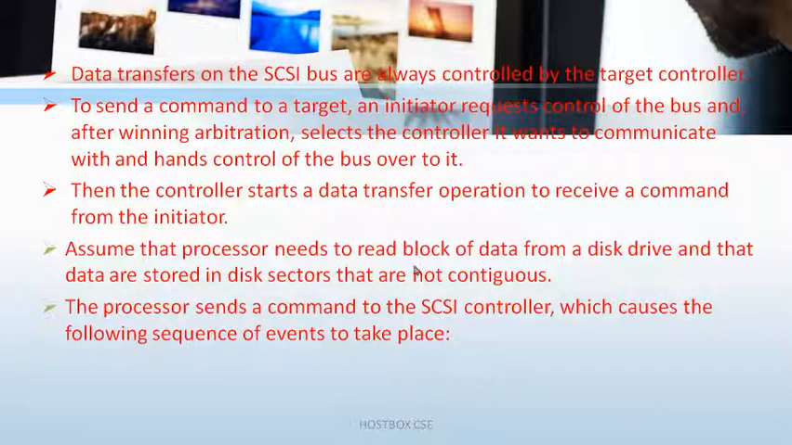Let's assume that the processor needs to read a block of data from the disk drive, and the data are stored in disk sectors that are not contiguous. The processor sends a command to the SCSI controller which causes the following events to take place. Now, don't write this for the exam. Let's assume that we have a SCSI device connected to the computer, for example inserting a CD drive, and you are going to read the information. So if you want to read the information, that is data transfer. How does the data transfer happen?